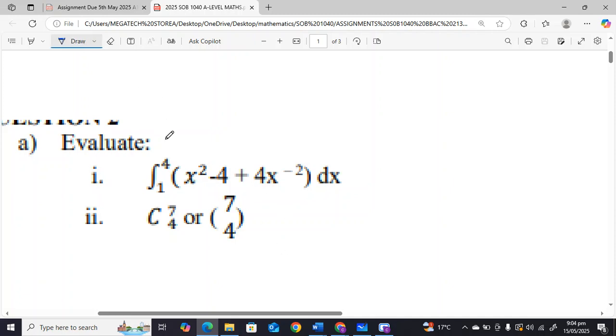Okay, colleagues, so now we've come to this one here. The first thing that we need to do is integrate x squared, integrate this 4, and integrate this 4x to the power negative 2. So can we integrate first so that we hear what answers we get?